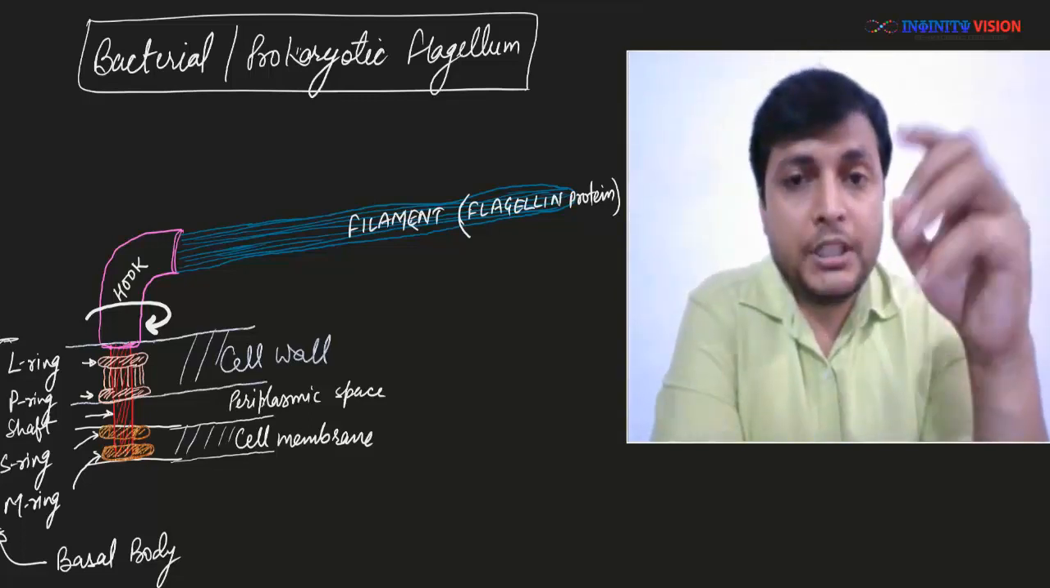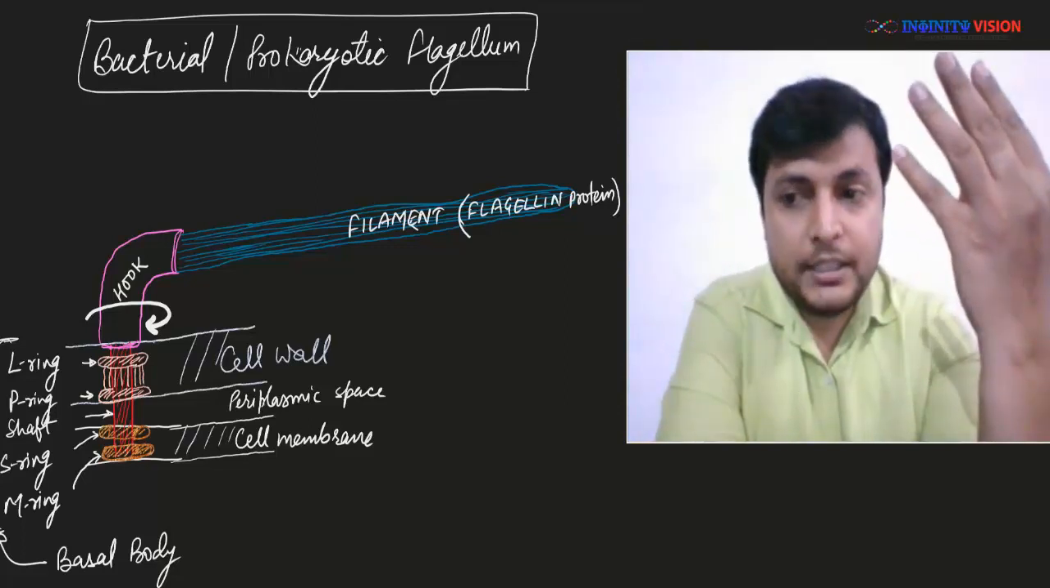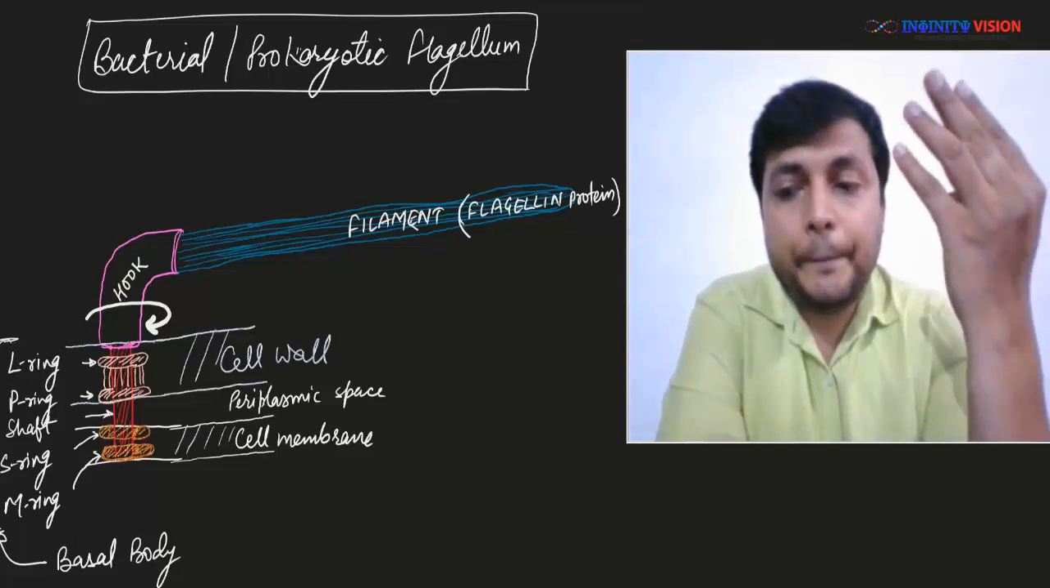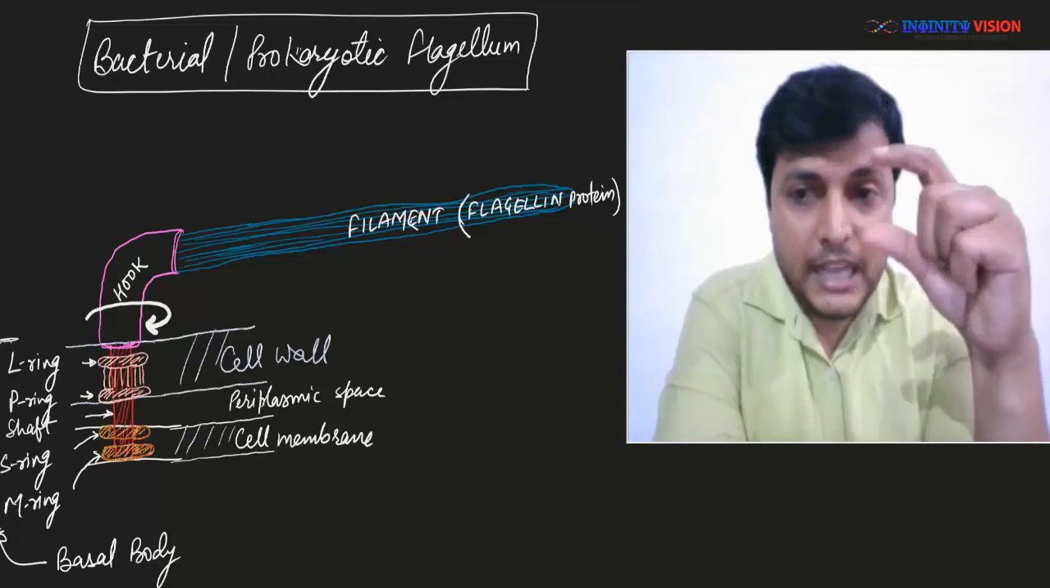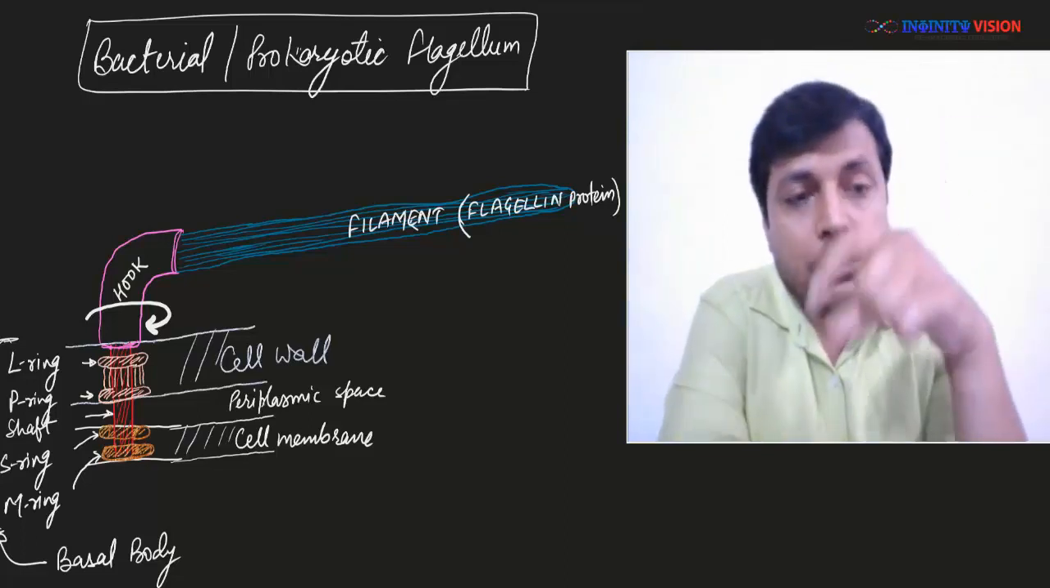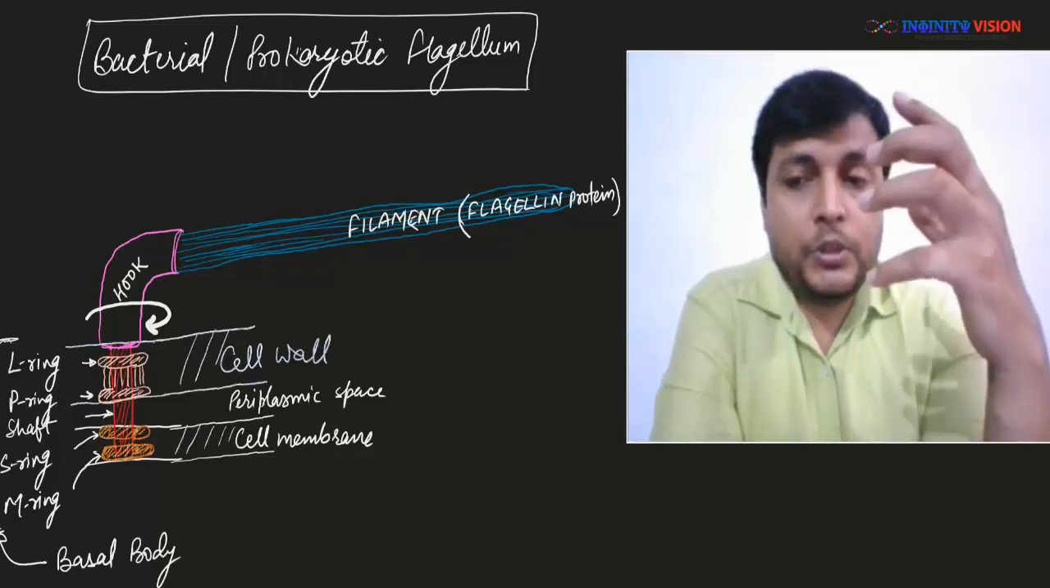The basal body is composed of a shaft and 4 rings, and these 4 rings are L, P, S and M, out of which L and P are found in the cell wall and S and M are found in the cell membrane. Now what happens?